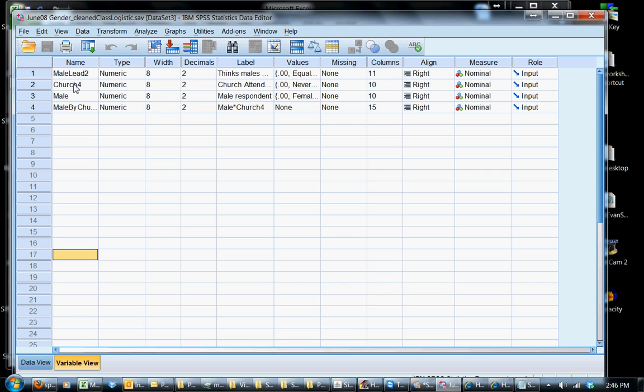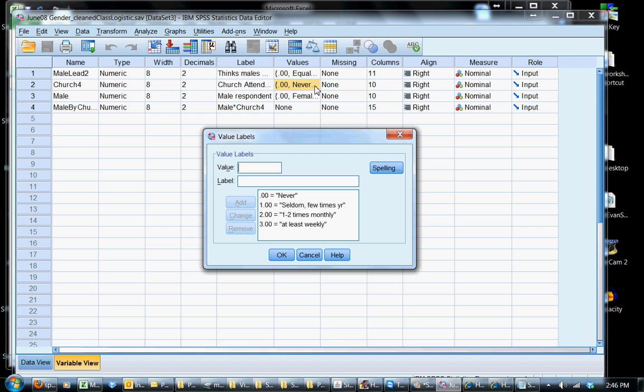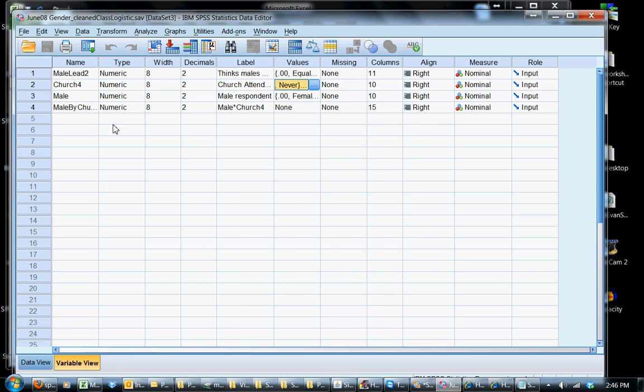Church 4 is a four-range variable, and as you can see here, you were coded 0 if you never go to church, 1 if you seldom do, or a few times a year, 2 means 1 to 2 times monthly, and 3 means at least weekly. When we do a logistic regression involving this variable, what we'll be talking about is, for each increment up this four-point scale, how does that increase or decrease the likelihood that you would fall into the category of being someone who thinks that, generally speaking, males make better political leaders than women.